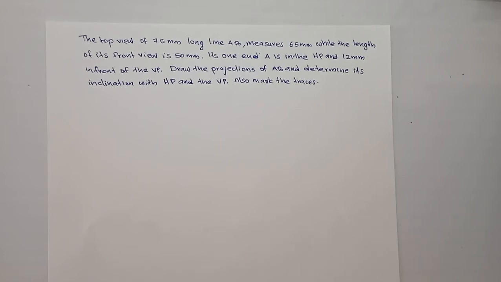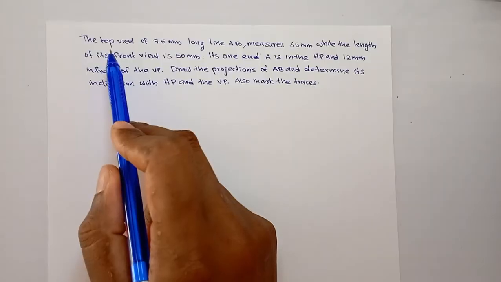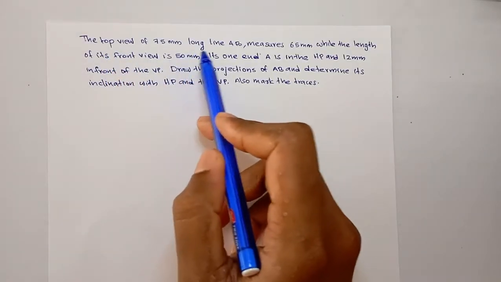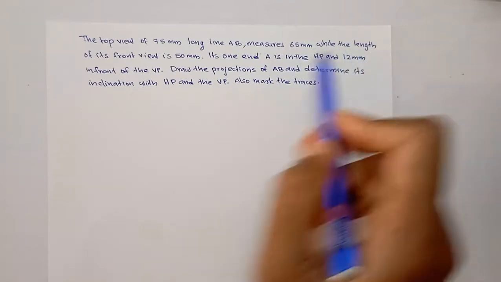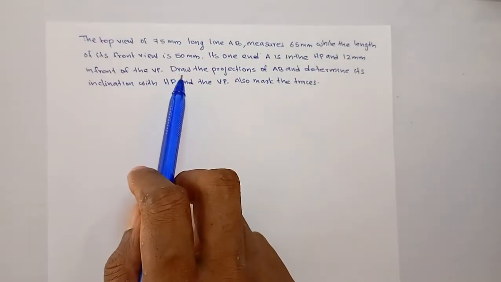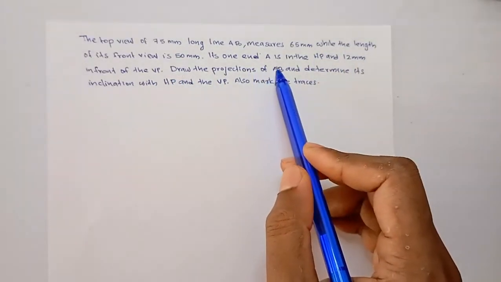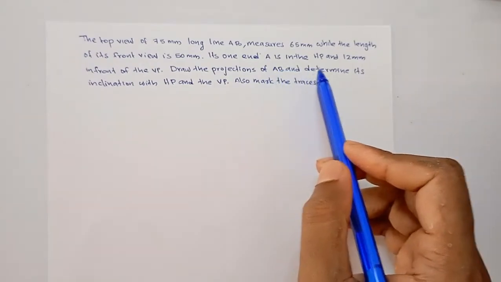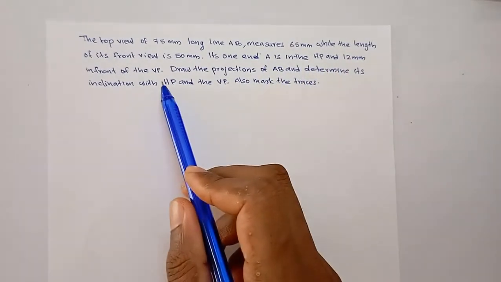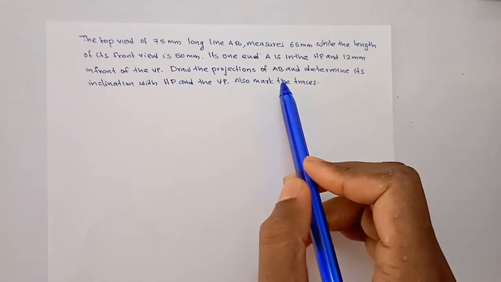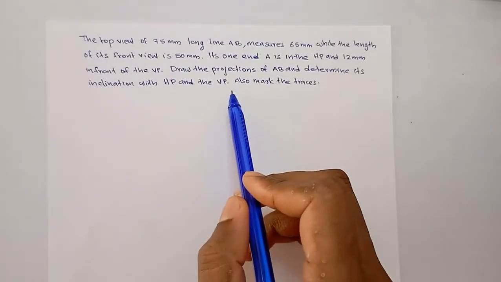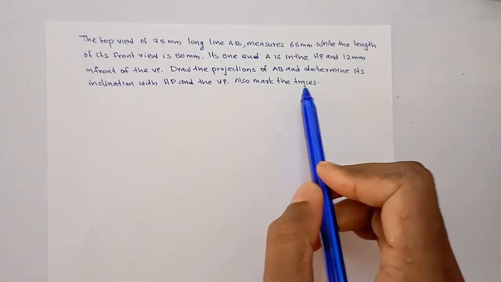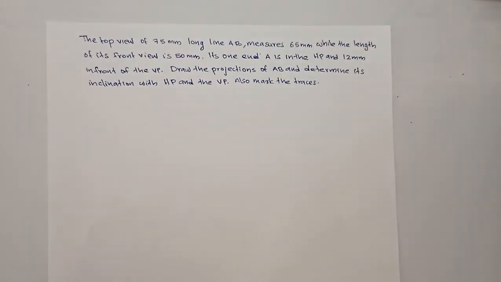Let's discuss a question based on projection of lines by line rotation method. The top view of 75 mm long line AB measures 65 mm, while the length of its front view is 50 mm. Its one end A is in the HP and 12 mm in front of VP. Draw the projections of AB and determine its inclination with HP and VP. Also mark the traces. So this is our question.